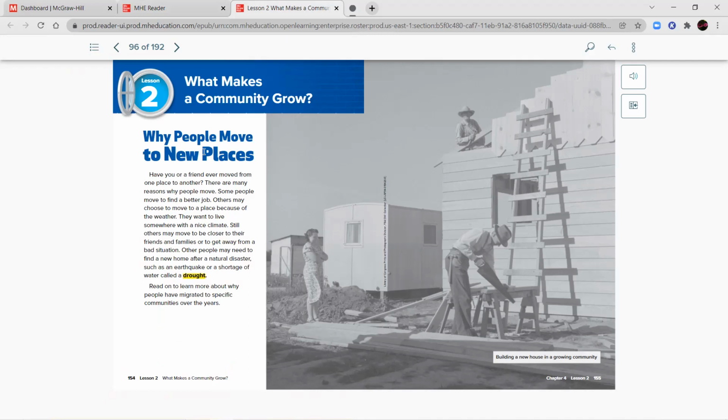What makes a community grow? Why do people move to new places? Have you or a friend ever moved from one place to another? There are many reasons why people move.